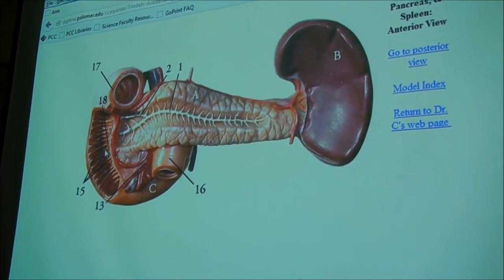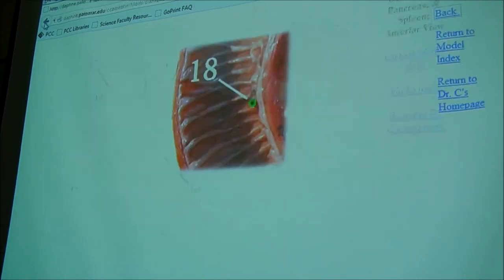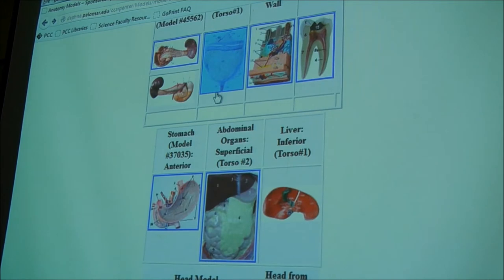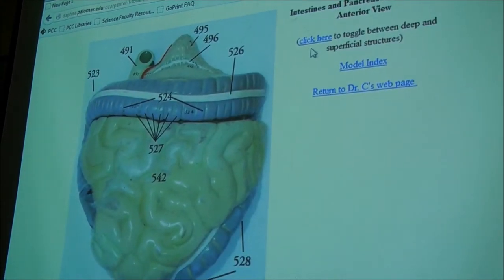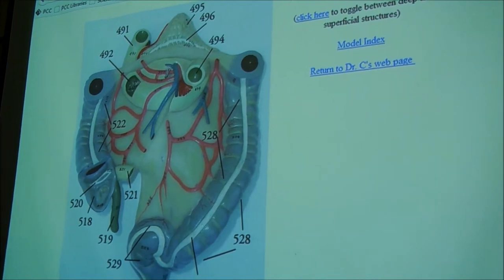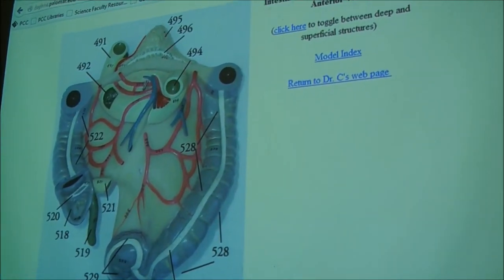Let's go down a little further. Let's go down to ileum. There are some things I have to find in my ileum. There's one of them. I forgot about that one. Number 520, you're going to name for me. All at once now.